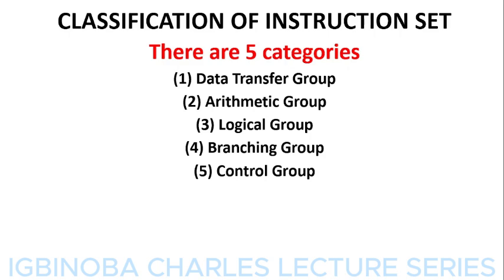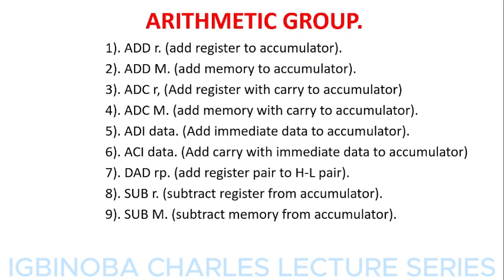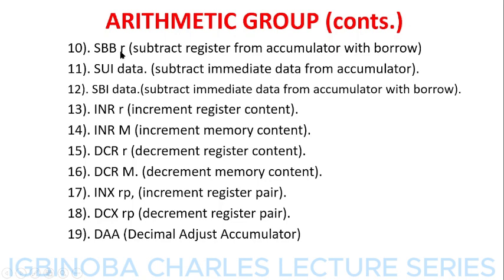For this lecture series, we'll be looking at the arithmetic group. The arithmetic group is divided into 19 different instructions. For example, instruction number 1, add register to accumulator. Instruction number 9, subtract memory from accumulator. Instruction number 10, subtract register from accumulator with borrow. And instruction number 19, decimal adjust accumulator.